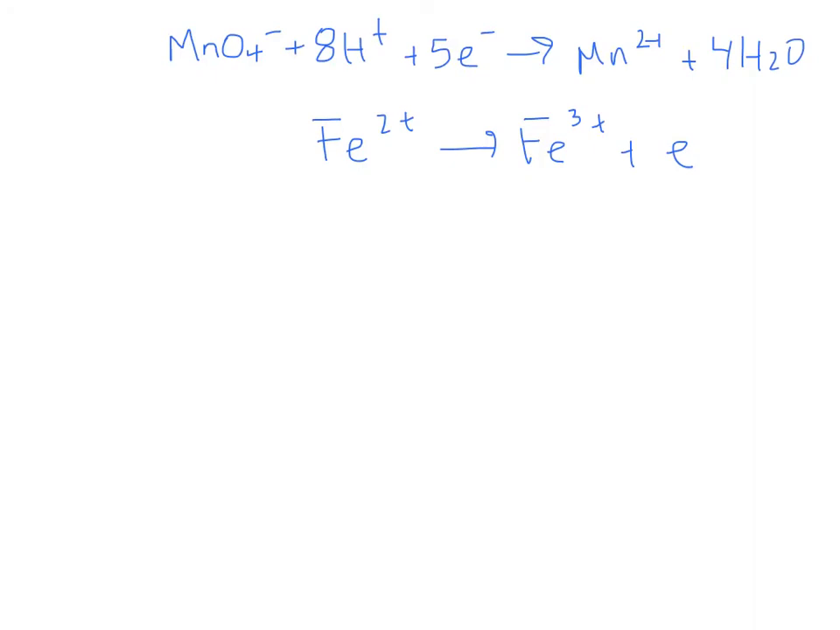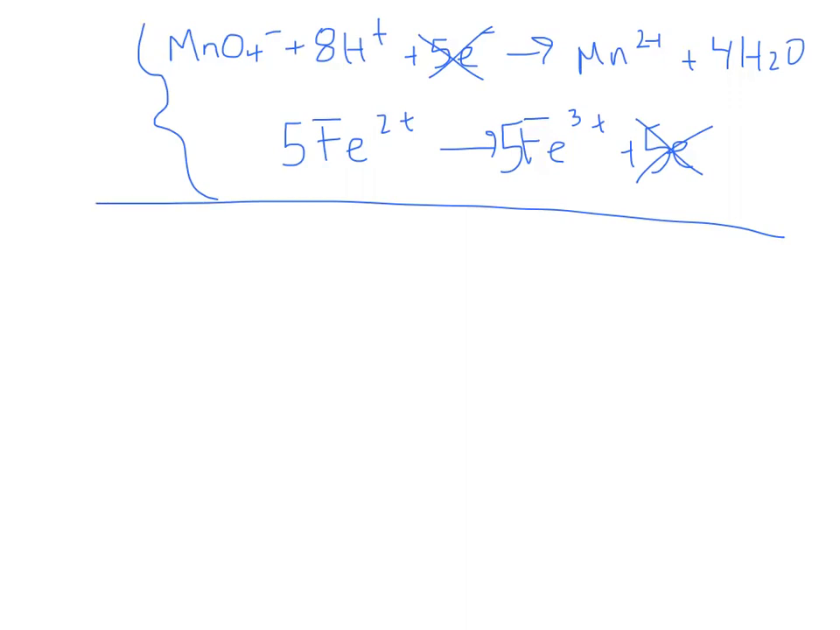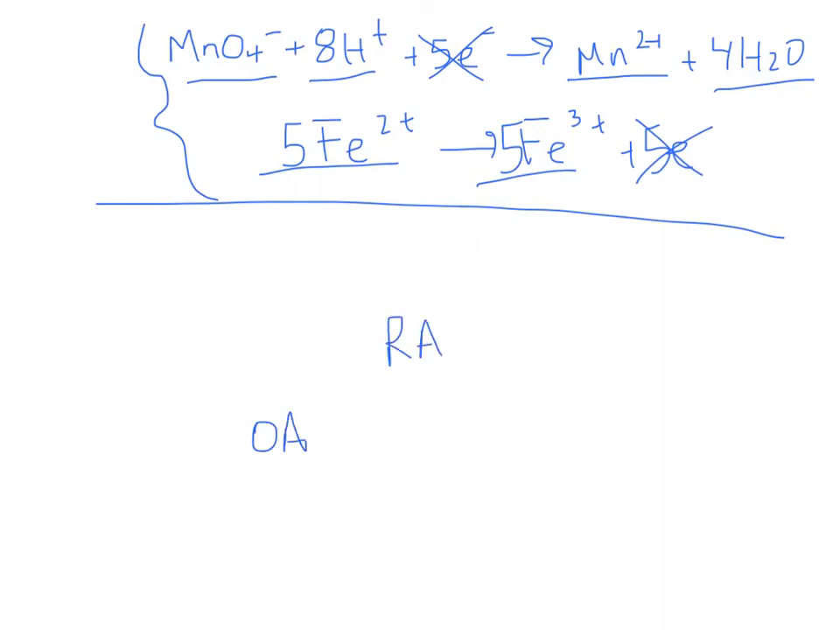Okay, this then just becomes a matter of balancing. So we're going to add in 5, 5, and 5 here so that the electrons cancel when we add them together, giving us MnO4- plus 8H+ plus 5Fe2+ reacts to give Mn2+ plus 4 water and 5Fe3+. In our table, our oxidizing agent was below our reducing agent, so this is a spontaneous reaction.